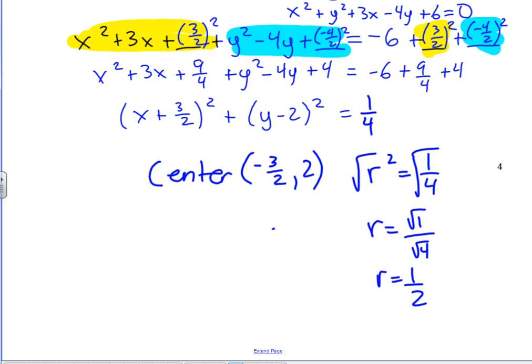But there you have it, and that's why completing the square is so important, because it allows us to write these equations of circles.